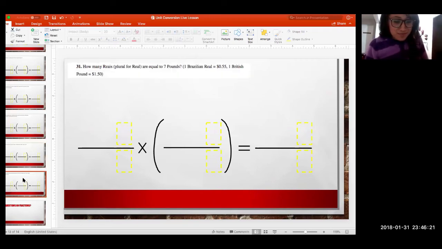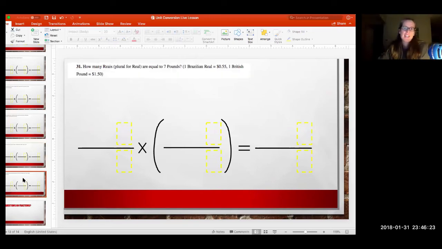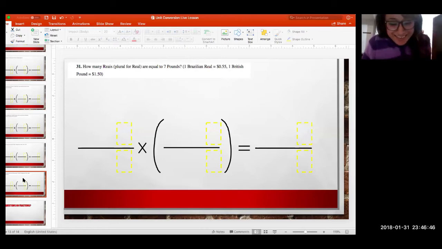All right. Let's see. Are we on this one? How many reals are equal to 7 pounds? 1 Brazilian real is 55 cents and 1 British pound is $1.50. All right. Does anyone feel brave enough to try this? Nope. Okay. Okay, Tanya, tell me what to write down.